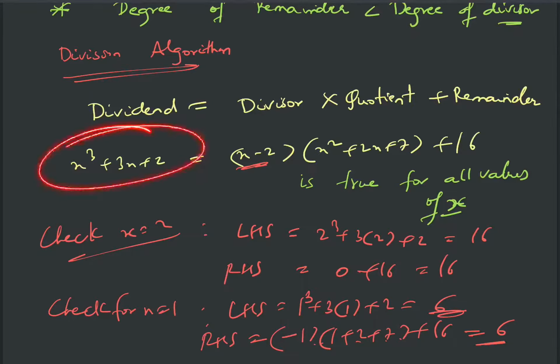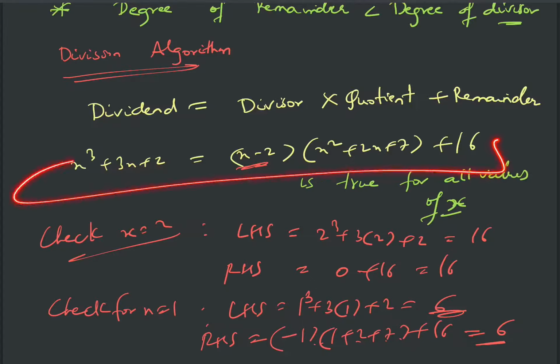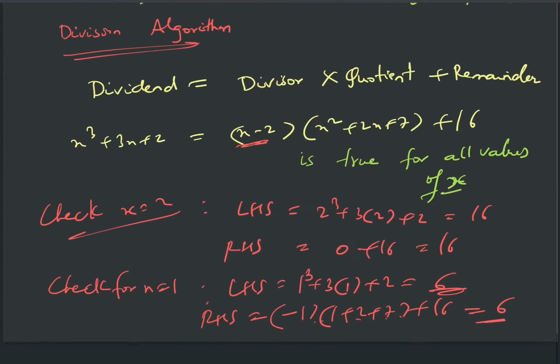If you put any x value here, like minus 5 by 2 or 33 by 25, this will still be true. LHS and RHS will be equal. So this expression is true for all values of x. This is an important point. Now we have studied what the division algorithm is, and we have also learned how to divide two polynomials. Let us study one more example of division.